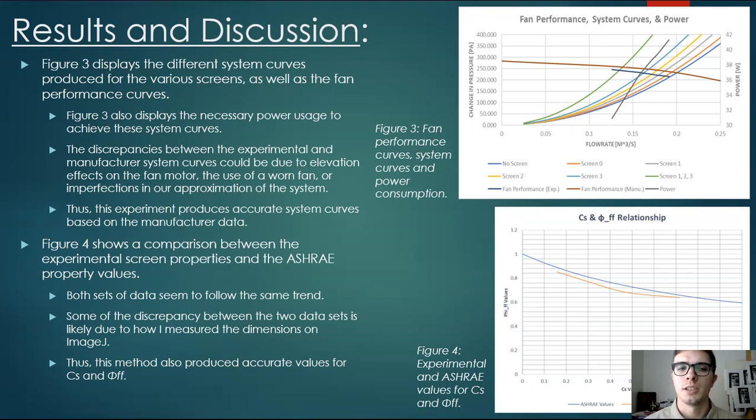The discrepancies between the experimental and manufacturer system curves could be due to a few different things, which includes the elevation effects on the fan motor. It could also be that the experiment was done using a worn fan, and it could also be due to imperfections in our approximation of the entire system itself. We could have loss in pressure due to other imperfections that we aren't accounting for. In the end, though, this experiment produced accurate system curves based on the manufacturer data.